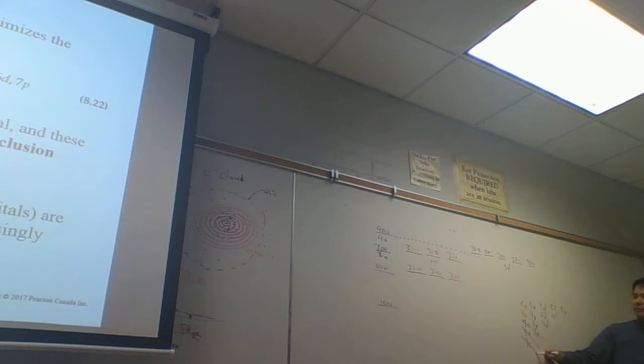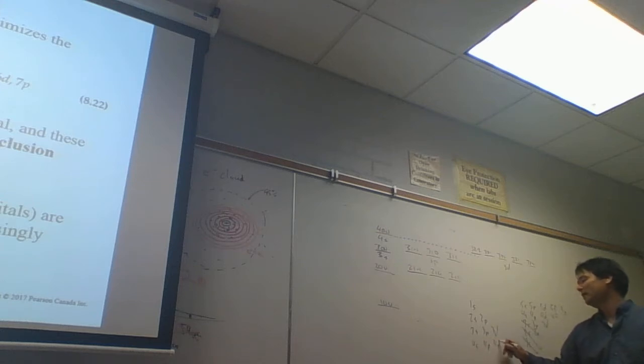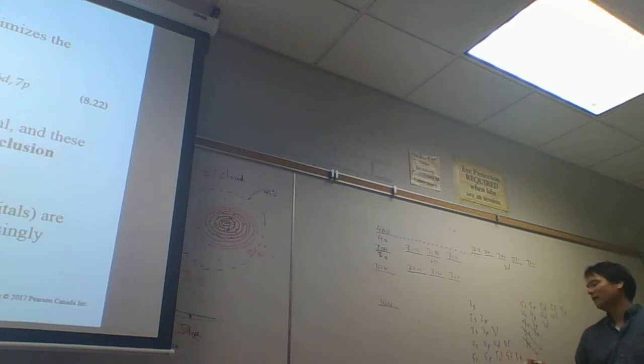Because if I go diagonally like this, I go 1s, 2s, 3s, 3p. That's not right. I screwed up this pattern because I know it's going to go 1s, 2s, 2p. And so I think I inverted it. So 2s, 2p, 3s, 3p, 3d, 4s, 4p, 4d, 4f, 5s, 5p, 5d, 5f, 5g, etc. Okay, now let's see if it works.